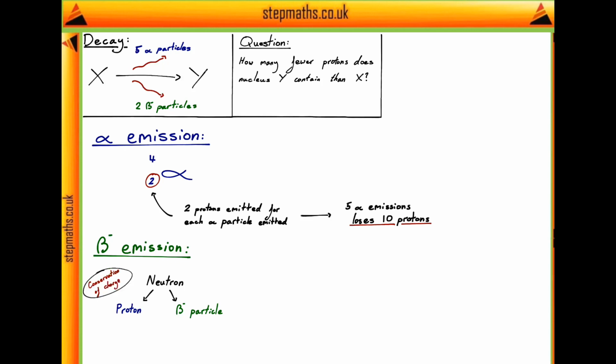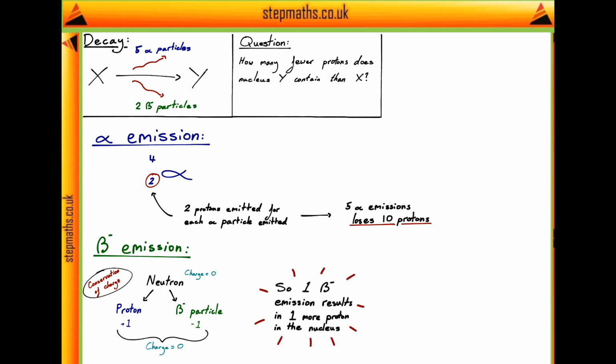So we know that initially our neutron has a charge of 0, and our proton has a charge of +1, and our beta minus particle has a charge of -1. Therefore, we have a final charge of 0. So charge is conserved, it begins at 0 and ends at 0. Now if we look at our little diagram, then we can see that with each beta minus emission, we get 1 more proton in the nucleus. So, 1 beta minus emission results in 1 more proton in the nucleus, and therefore, if we have 2 beta minus emissions, we shall gain 2 protons.